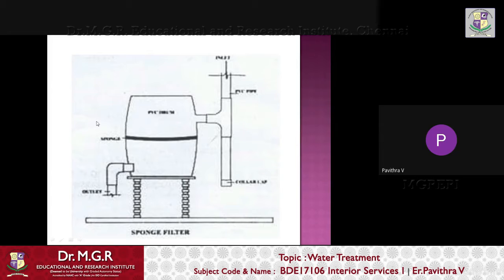It is a PVC drum in which the inlet is going to come like this. From the pipes you are going to get the inlet, and a layer of sponge will be in the middle of the PVC drum, and after that the outlet will be collected and stored in a storage tank. This is the sponge filter.